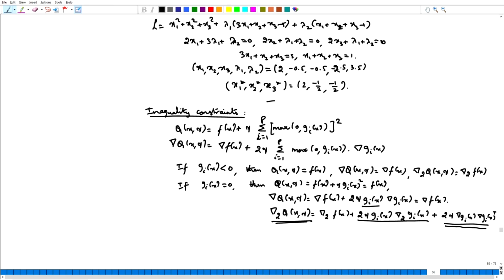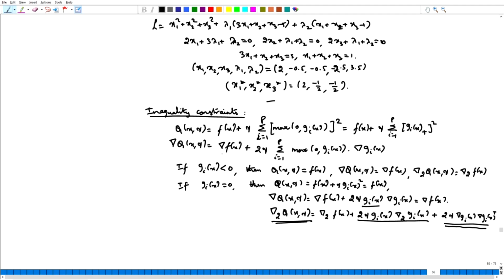One other way of writing this is f of x plus gamma into summation i equal to 1 to p of g_i of x plus, the whole squared. This plus denotes max of 0 comma g of x, because it is just the positive part. If it is negative it is 0, if it is positive then it is equal to g of x. This is a notation which is used often in the literature, and we will stick to this notation. And I also mentioned that there was an issue when you have inequality constraints, and what was that?